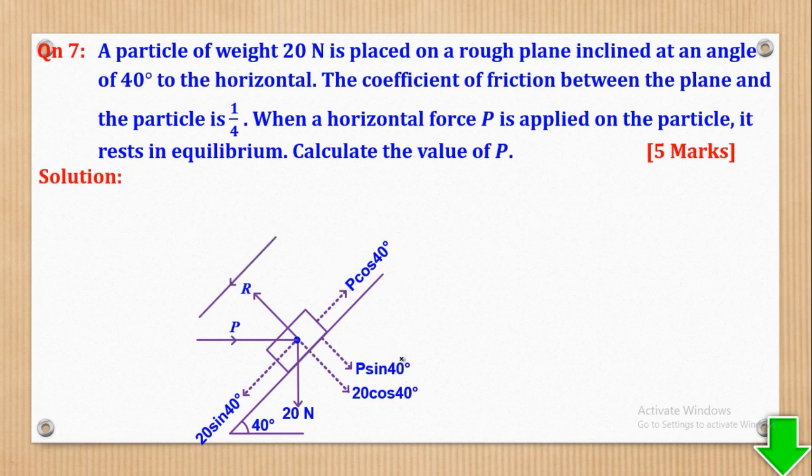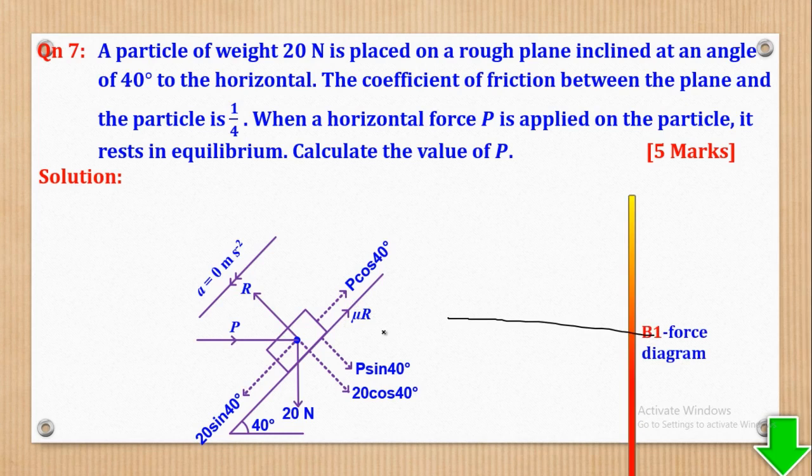Then next is to know the direction of motion. So this particle's acceleration is 0, meaning it's at the point of sliding downwards. So when they don't specify whether the particle is at the point of sliding downwards or upwards, and they just say that it rests in equilibrium, just know that it's at the point of sliding downwards. Therefore, because it's at the point of sliding downwards, friction will act up the plane and it will be mu R. So B1 for the correct force diagram drawn using a ruler.